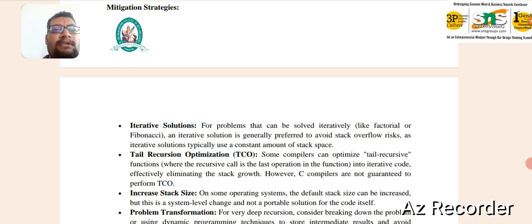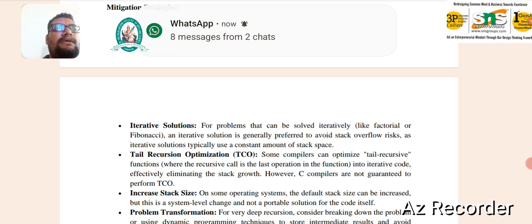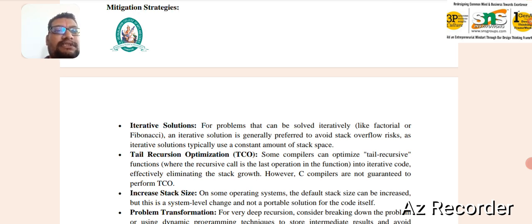Next one is tail recursion optimization, that is TCO. Some compilers can optimize tail recursive functions, where the recursive call is the last operation in the function, into iterative code, effectively eliminating the stack growth. However, C compilers are not guaranteed to perform TCO.